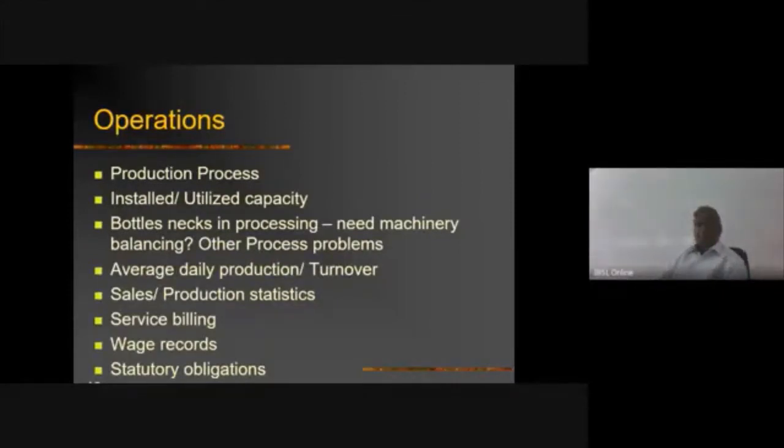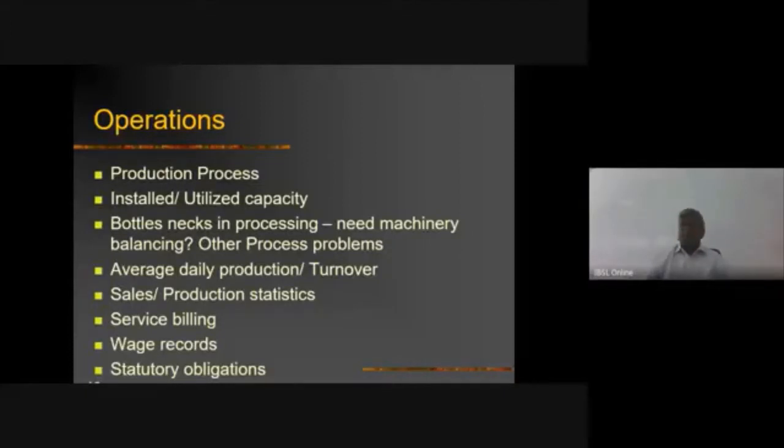In the operation, the production process, I told you. In the case of industry or manufacturing, as a credit officer, you must know what the production process is.